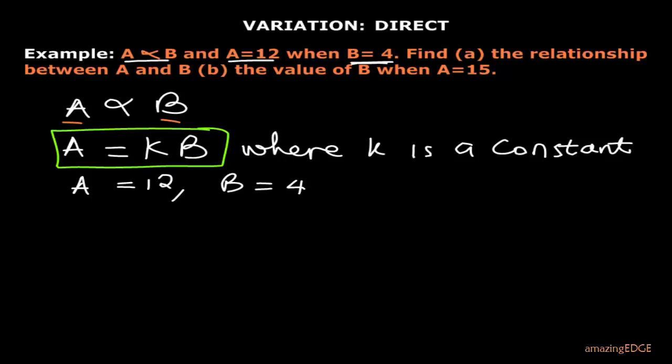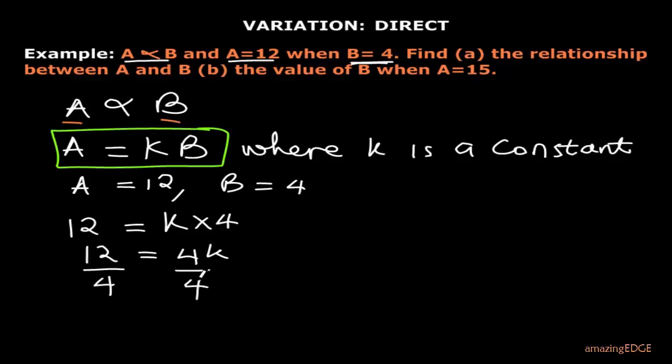So we now have that A is 12, so 12 is equal to K times B. B is equal to 4, so 12 equals K times 4, which is the same thing as 4K. Then in order to find K, you divide by the coefficient of K, which is 4. So you also divide here by 4. 4 divides 12 to give us 3, and 4 divides 4 leaving K. So 3 is equal to K, which is equivalent to saying that K is equal to 3.